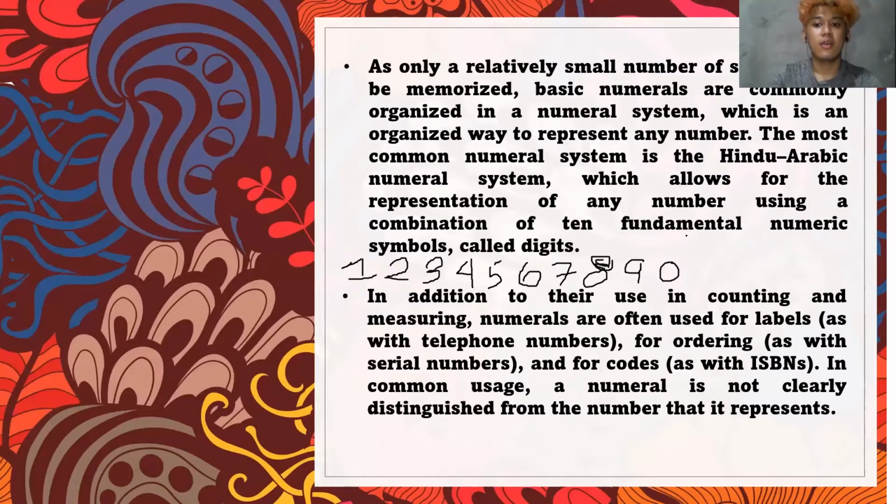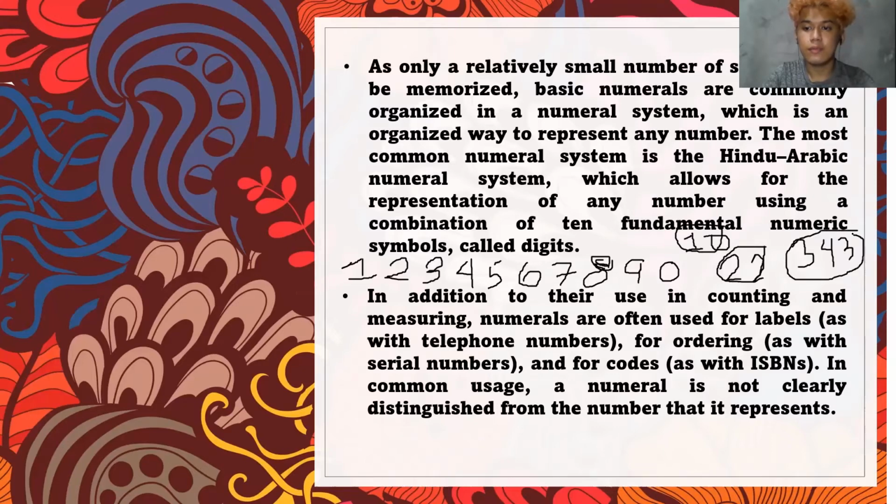Let's say number 10. Number 10 is a combination of a number 1 and 0. Number 22 is a combination of two number 2s, like this. This is number 22. Let's say we have 343. 343 is a combination of number 3, number 4, number 3. So when we combine some of these numbers, we can create a bigger amount of numbers.